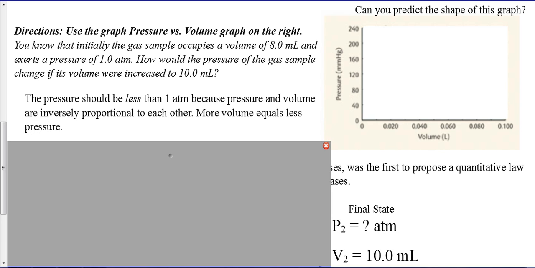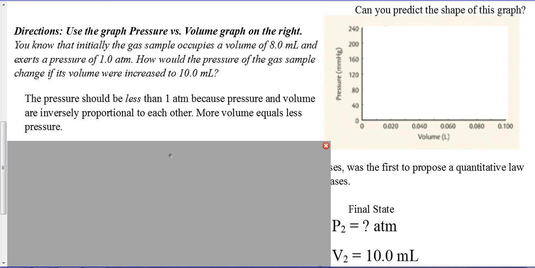It says the pressure should be less than 1 atmosphere because pressure and volume are inversely proportional to each other. More volume equals less pressure. That's what we did. We increased the volume of the syringe, decreasing the pressure.